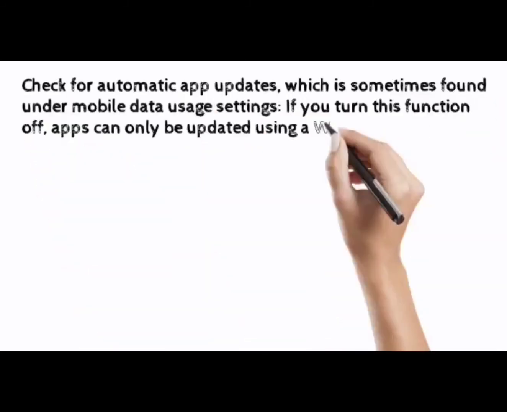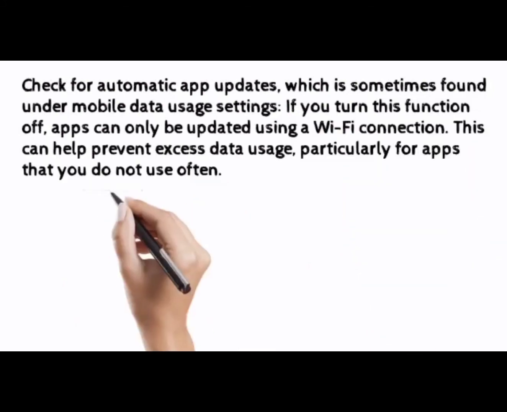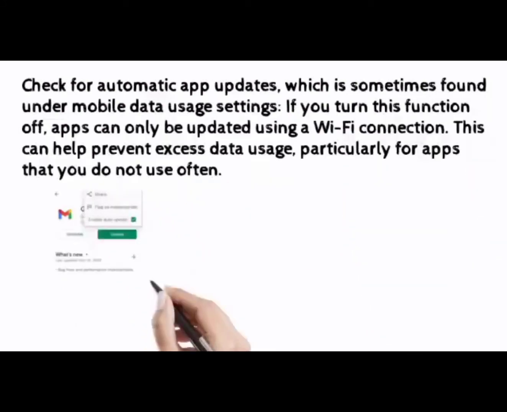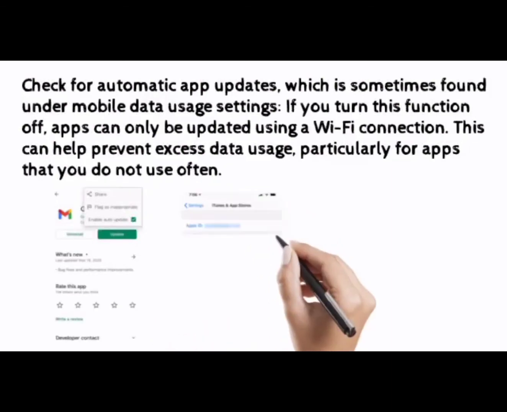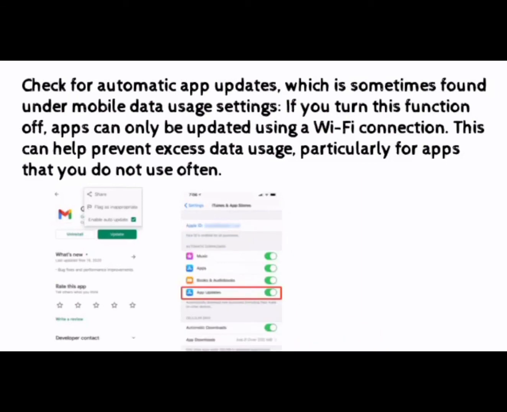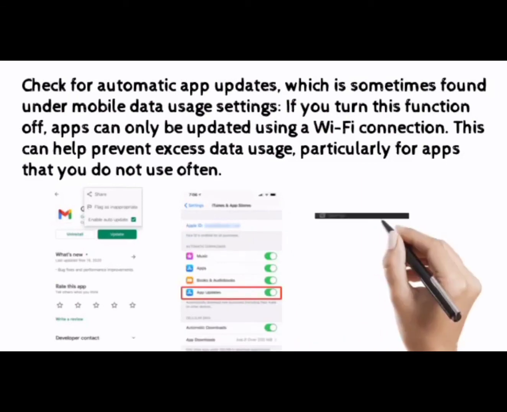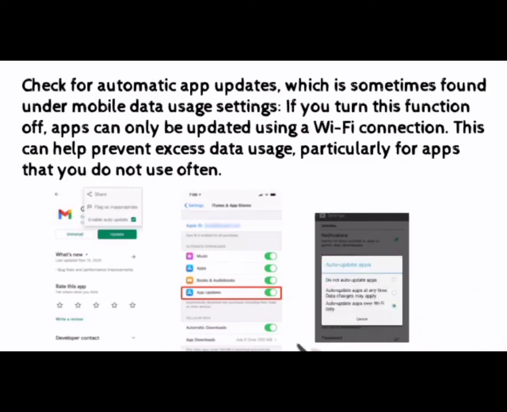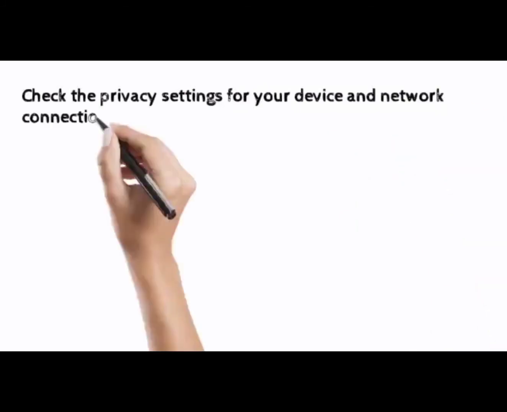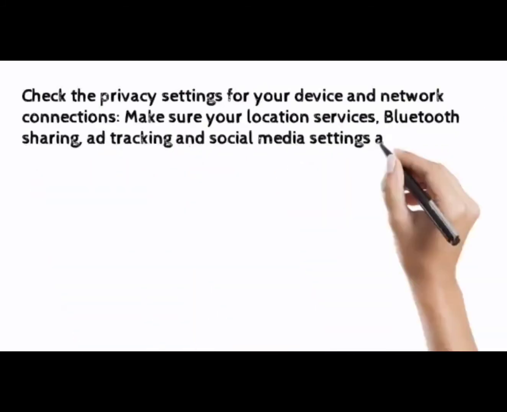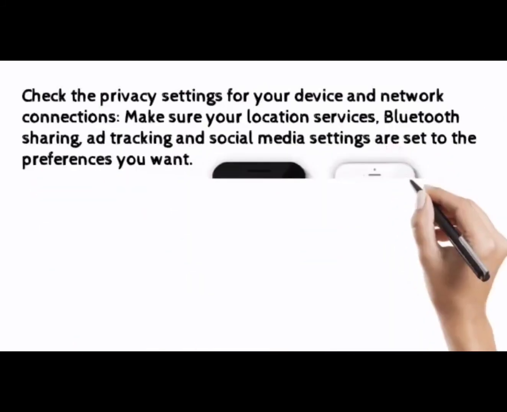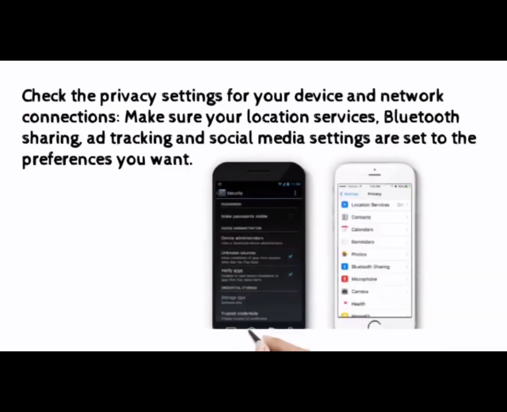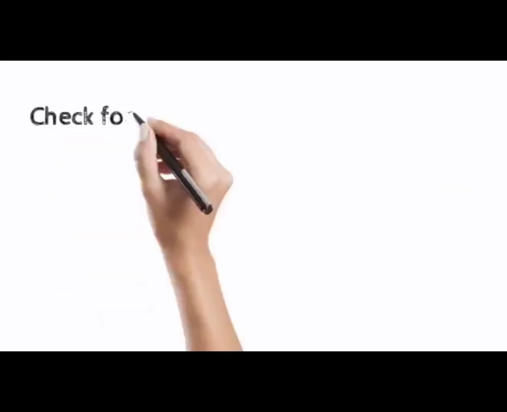Check for automatic app updates, which is sometimes found under mobile data usage settings. If you turn this function off, apps can only be updated using a Wi-Fi connection. This can help prevent excess data usage, particularly for apps that you do not use often. Check the privacy settings of your device and network connection. Make sure your location services, Bluetooth sharing, ad tracking, and social media settings are set to the preferences you want.